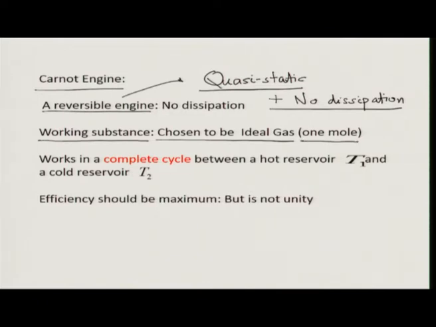And I choose 1 mole. Again, you can do n moles, does not make any difference. Again, any engine and refrigerator must work in a complete cycle, and I will again choose 2 reservoirs, hot reservoir T1 and cold reservoir T2. This is the definition of a reversible engine, which is known as the Carnot engine. I will give you one realization of Carnot engine, which uses ideal gas.